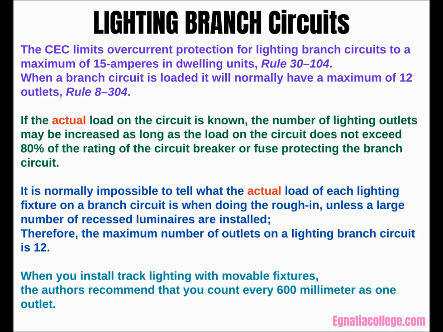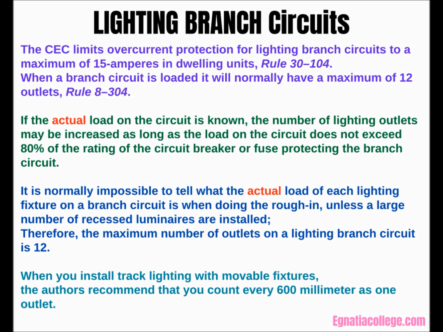branch circuit. It is normally impossible to tell what the actual load of each lighting fixture on a branch circuit is when doing the rough-in, unless a large number of recessed luminaires are installed. Therefore, the maximum number of outlets on a lighting branch circuit is 12. When you install track lighting with movable fixtures, the authors recommend that you count every 600 mm as one outlet.